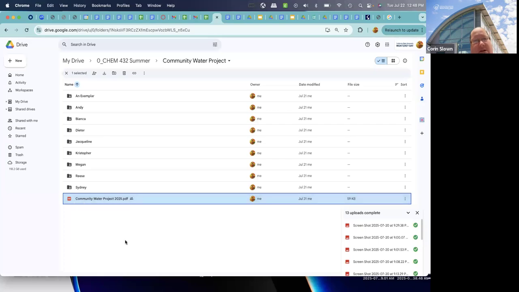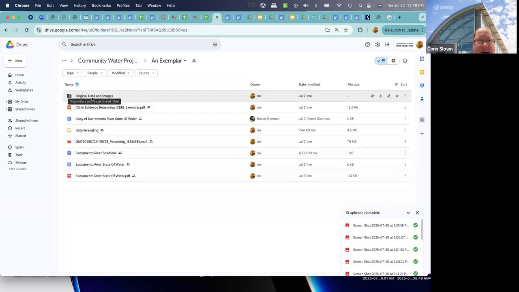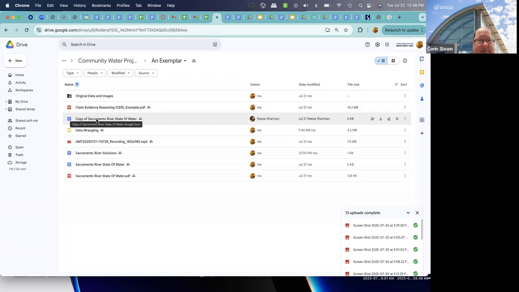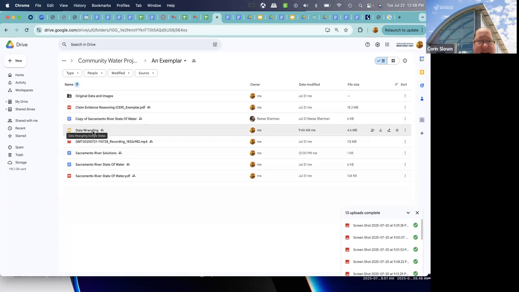Each of you has a folder. What I would like for you to do is upload all of your materials for the community water project. It would be super helpful if you label them. So I tried in my exemplar: claim evidence reasoning, CER, the state of water, and usually your site. The data wrangling would be great. Your solutions, so it would be great if you could provide that.